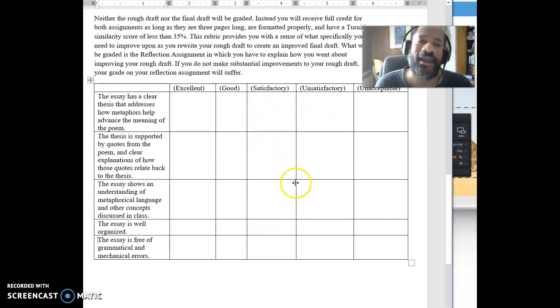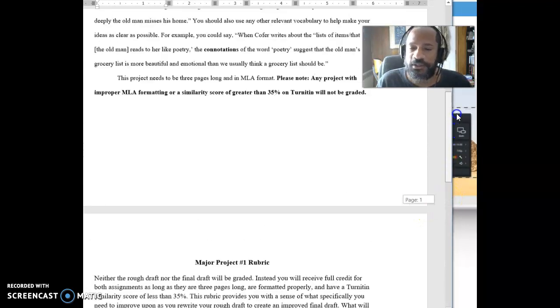For your final draft, those are the categories that you need to improve in as you move into your final draft. And if I get a final draft where things have not improved, then I know that there's an issue because you didn't do much work, or at least you didn't do the kind of work that you were supposed to do. Okay, so that's what's going to be happening with this rubric score here that you'll see on your rough draft. So that's how this is going to work.